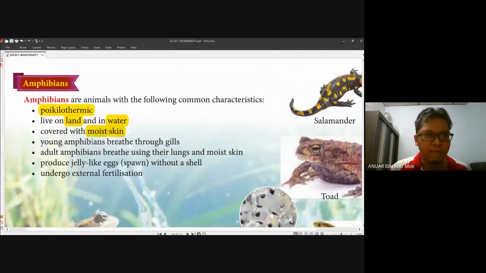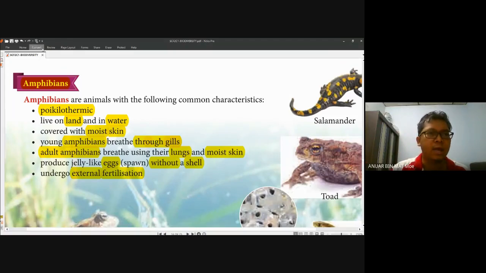Number four, young amphibians breathe through gills. When a young amphibian, meaning that just when it is born, it breathes through the gills, and then when it becomes an adult, it will breathe through the lungs. Next one, adult amphibians breathe using their lungs and moist skin. Next one, it will produce jelly-like eggs without a shell and then undergo external fertilization.